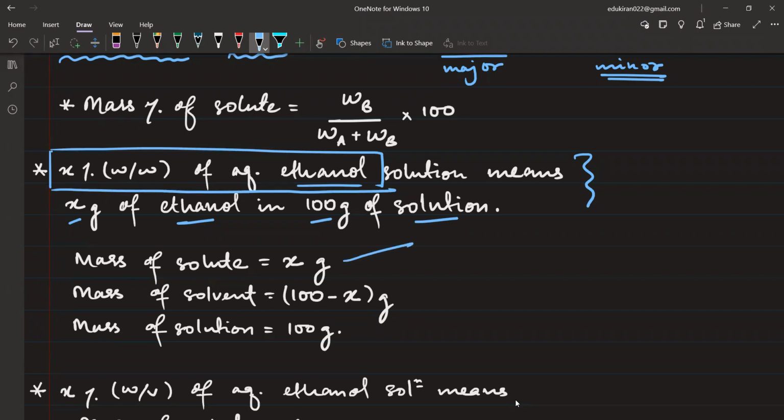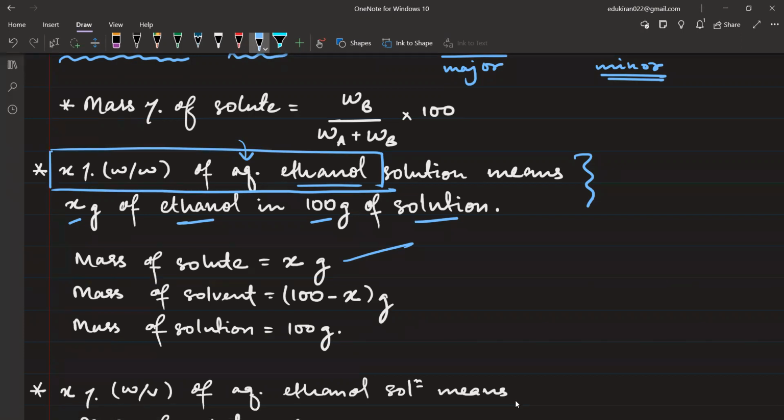This is telling me the mass of solute, that is X grams, whatever the value of X is. It is also telling me the mass of solvent. And since they have given aqueous, तो हमको ये भी पता था solvent is going to be water. Okay, so you have to understand in a very small line of information, they are giving you 3 values.